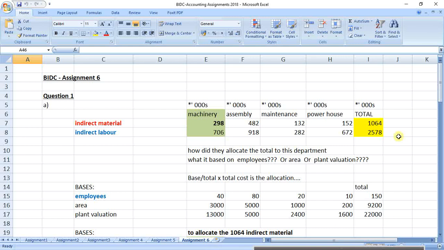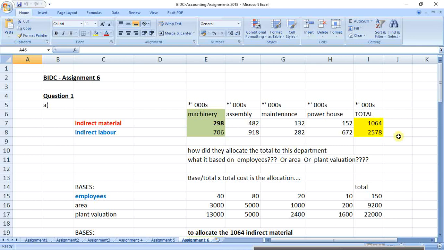Do you agree all 4 departments have employees? There's 40 here, there's 80 there, there's 20 there, there's 10 there. In terms of area, all the departments take up a certain amount of space. That's how much space they take up. And then the plant valuation. So obviously the plant is the plant. Plant could be PPE, plant, property, all of that, so equipment. In terms of valuation, this is how much those things are worth, in terms of machinery, assembly, maintenance, and powerhouse. All of those departments have those 3 items. So that's just interpreting the information.